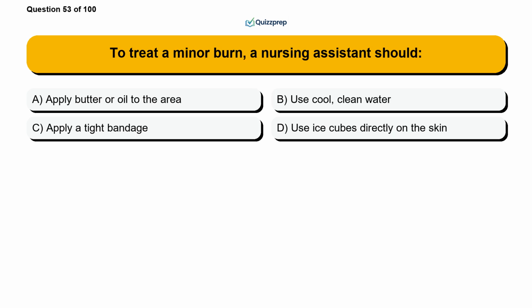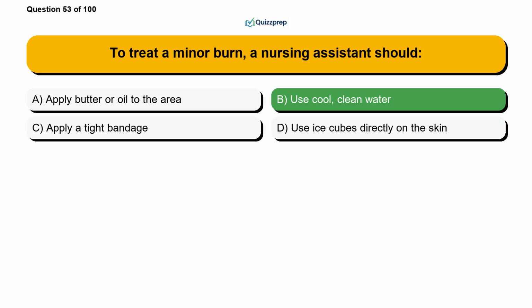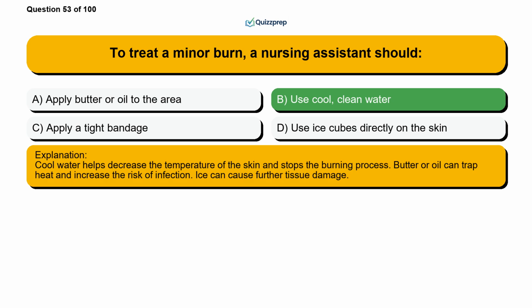Question 53. To treat a minor burn, a nursing assistant should, option A, apply butter or oil to the area. Option B. Use cool, clean water. Option C. Apply a tight bandage. Option D. Use ice cubes directly on the skin. The correct answer is option B. Use cool, clean water. Cool water helps decrease the temperature of the skin and stops the burning process. Butter or oil can trap heat and increase the risk of infection. Ice can cause further tissue damage.